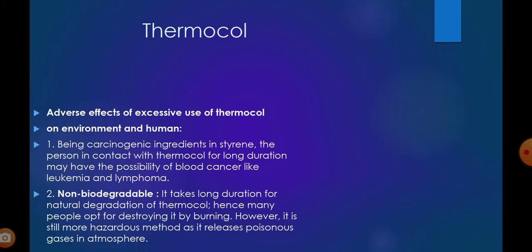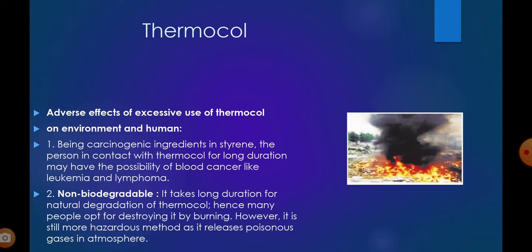Adverse effects of excessive use of thermocol on environment and humans. Being carcinogenic ingredients in styrene, a person in contact with thermocol for long duration may have the possibility of blood cancer like leukemia and lymphoma. If a person is coming in contact with thermocol for a long time, not 1 or 2 days, then that may lead to different types of chronic diseases like cancer and lymphoma. It is a non-biodegradable substance. It takes a long duration for natural degradation of thermocol. Hence, many people opt for destroying it by burning. However, it is a still more hazardous method as it releases poisonous gases in the atmosphere. If you are burning it, it releases poisonous gases and that will cause pollution to the air. So we should not burn even plastic, thermocol also.